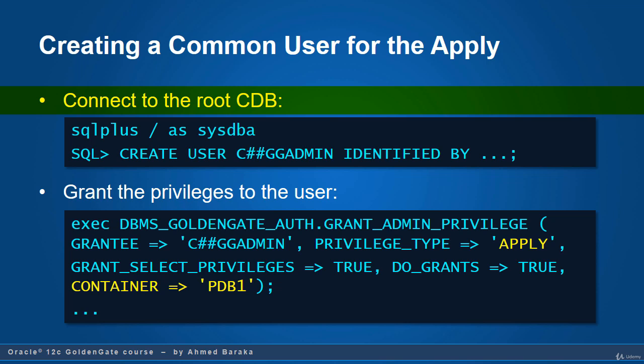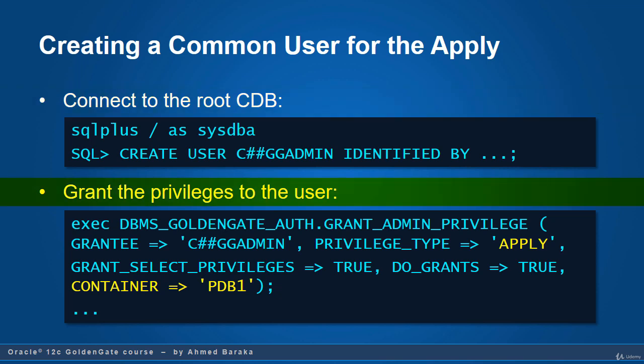The procedure of creating C## users for replicates in destination databases is pretty much the same as creating common users in source databases. The only difference is the value we pass to the parameter privilege type. We should assign the value apply to it. This value makes the procedure grant the privileges required by the replicate processes.